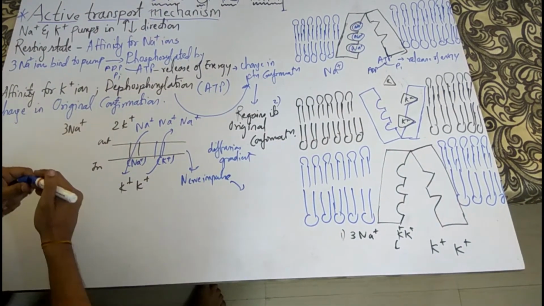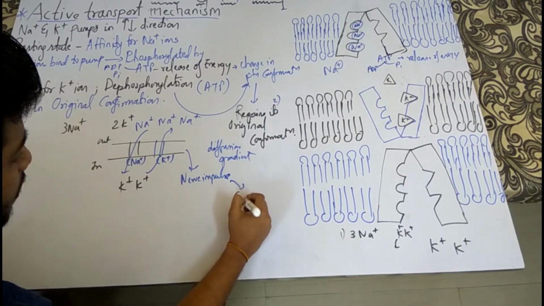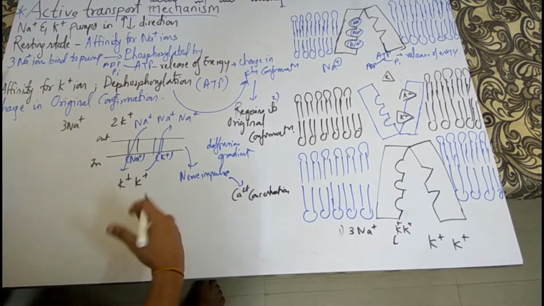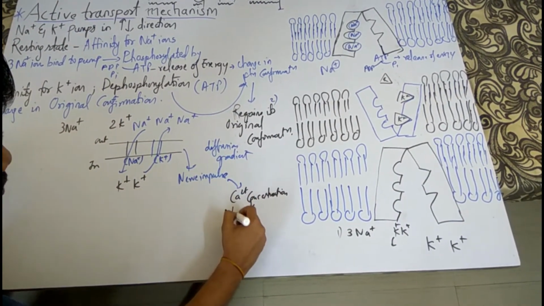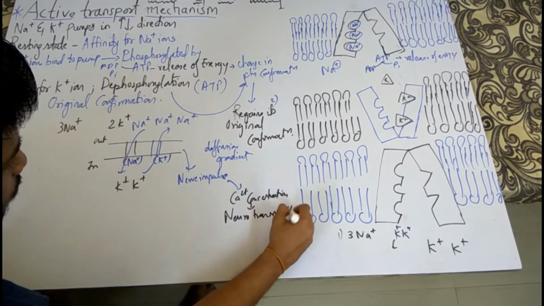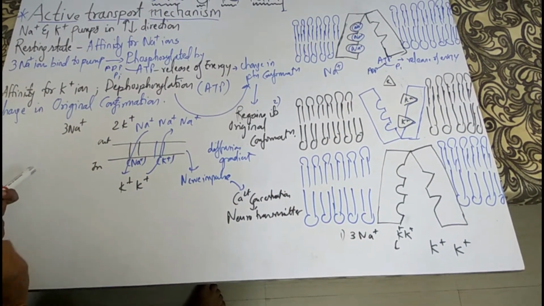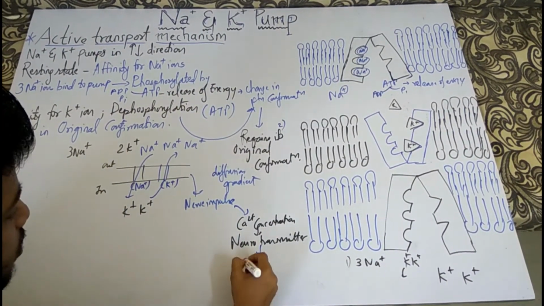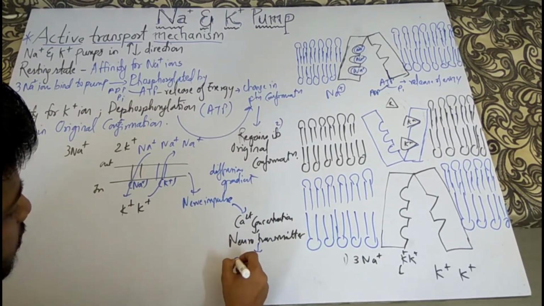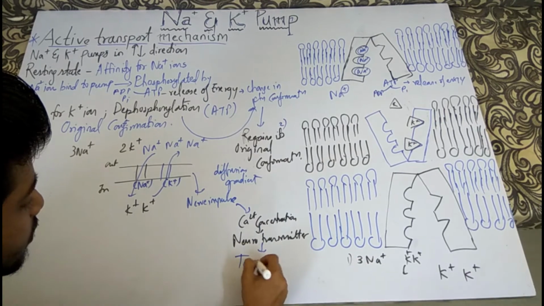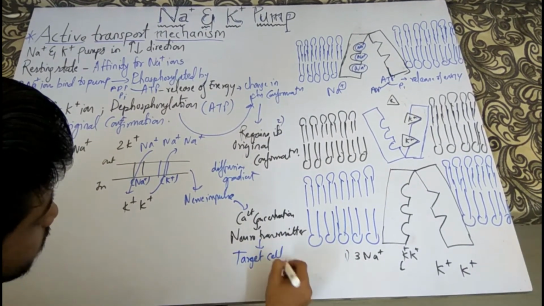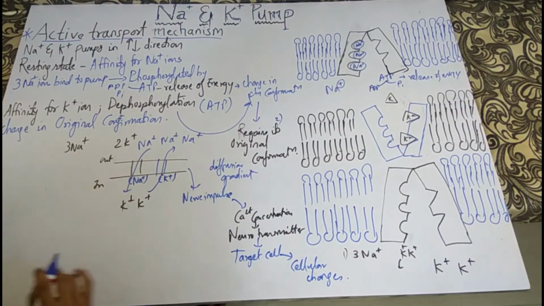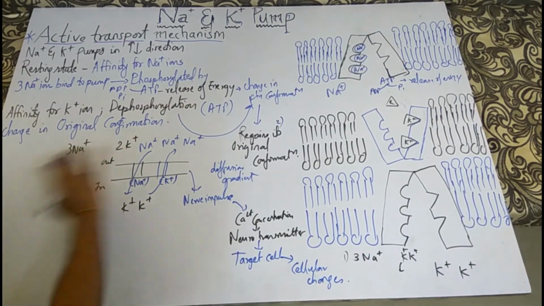Then, we know that there is a release of the calcium ion, which leads to the release of the neurotransmitter. The neurotransmitter goes directly to the target cell, leading to various changes in the cellular machinery, leading to cellular changes. So this is how it functions.